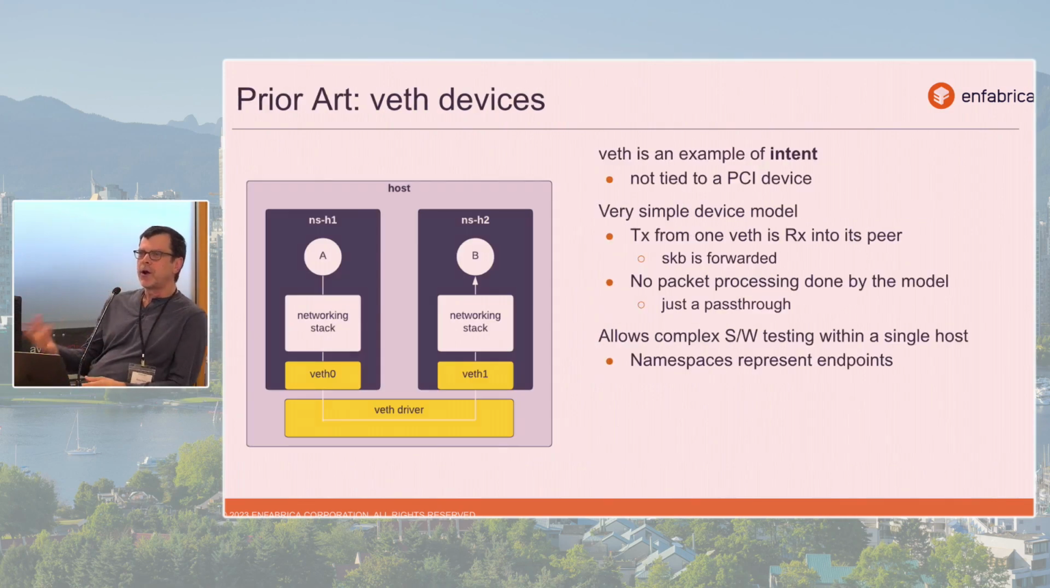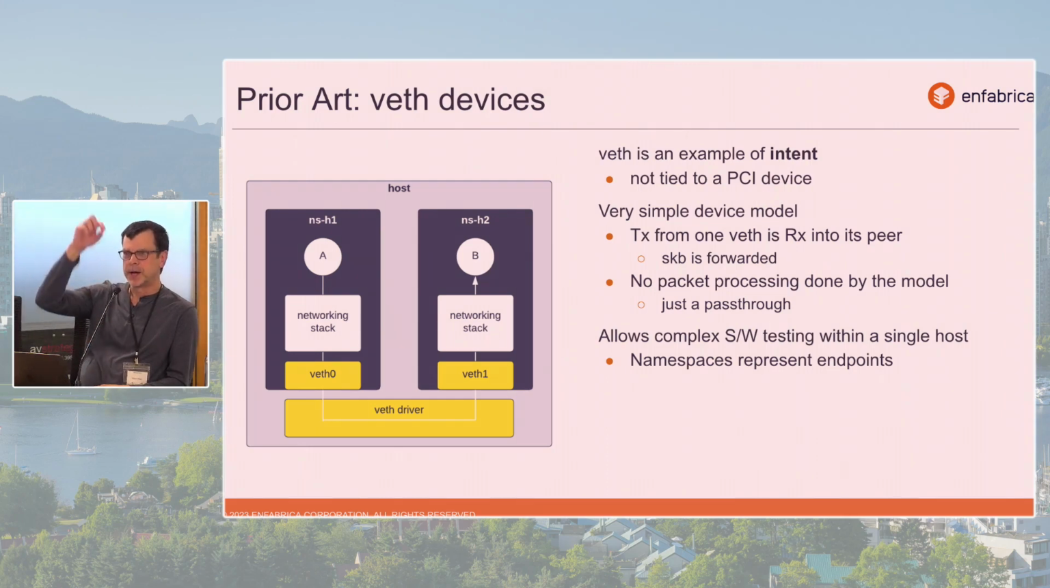All right, so from a prior art perspective, it's really an extension of things that exist, which is kind of true for most things. If you look at vETH devices, that's the existing capability today for containers. You can do networking inside of a namespace. It's not tied to a PCI device. So it's got a very simple device model, which is a packet that is TX'd by one vEth device in one namespace is just forwarded and handed off as is to another.